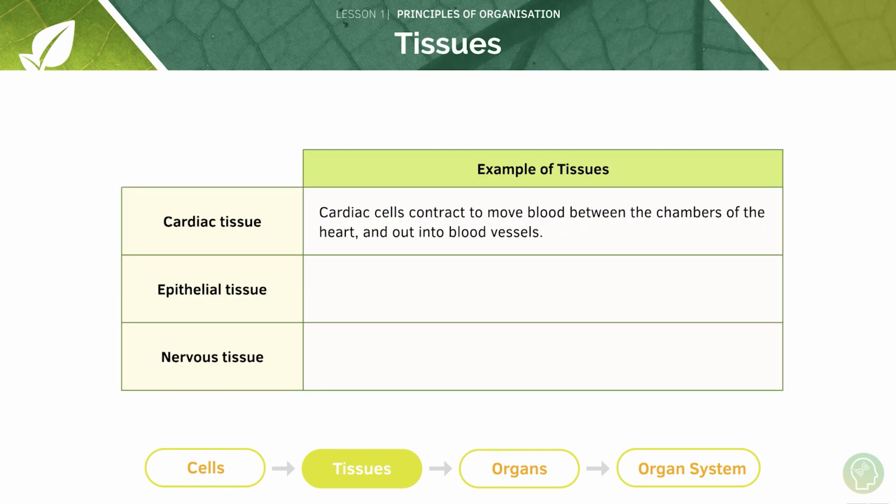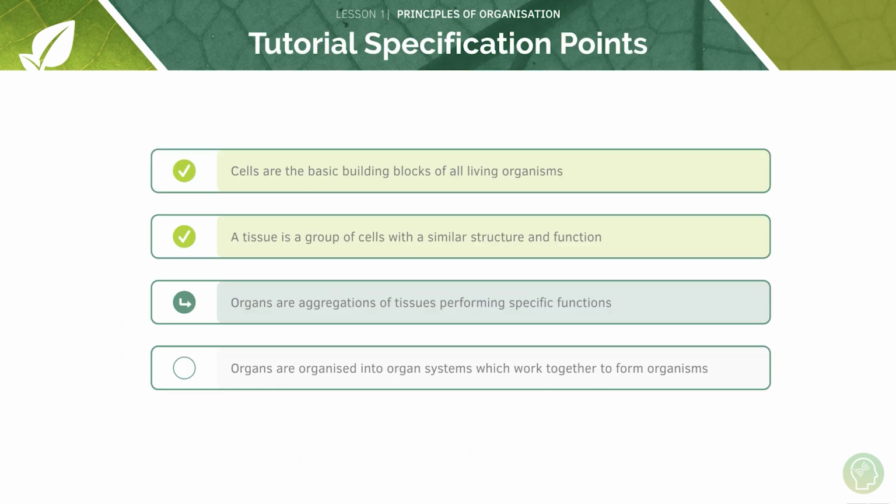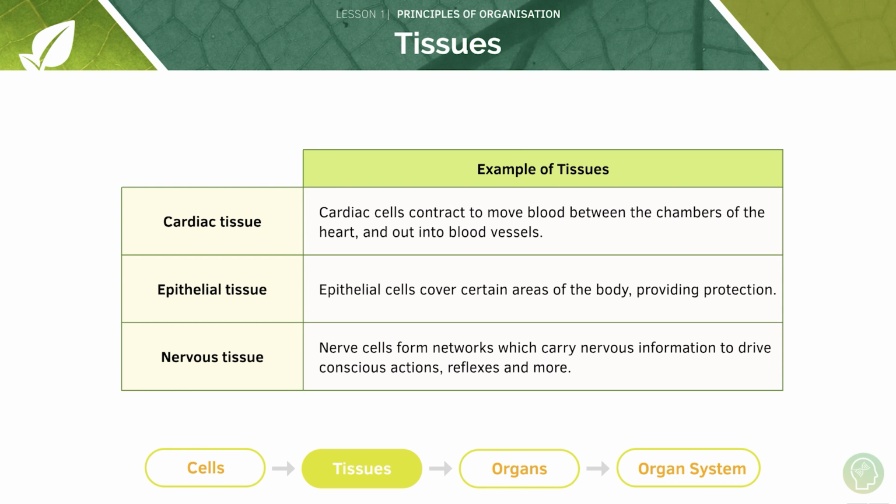So, as we covered previously, cardiac cells contract to move blood between the chambers of the heart and out into the blood vessels, out into the body. So that's the function of cardiac tissue. Epithelial tissue, on the other hand, covers certain areas of the body, providing protection. And nervous tissue is formed of nerve cells, which form networks and which carry nervous information from one end of the body to the other in order to drive reflexes, movement, and conscious actions.